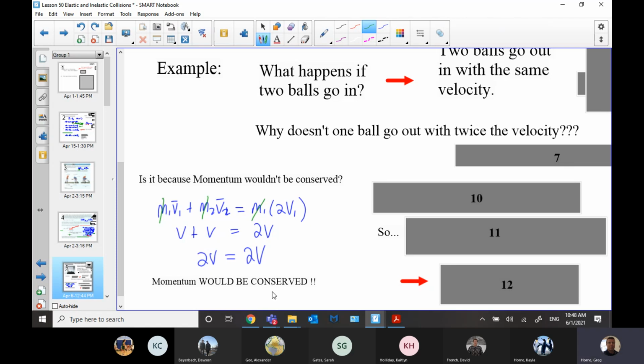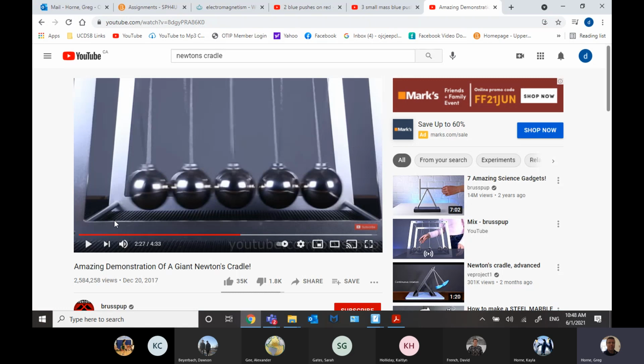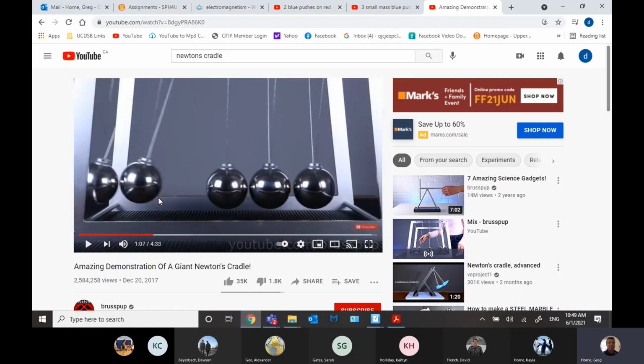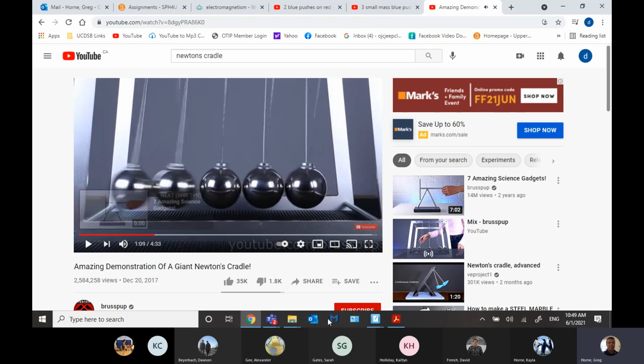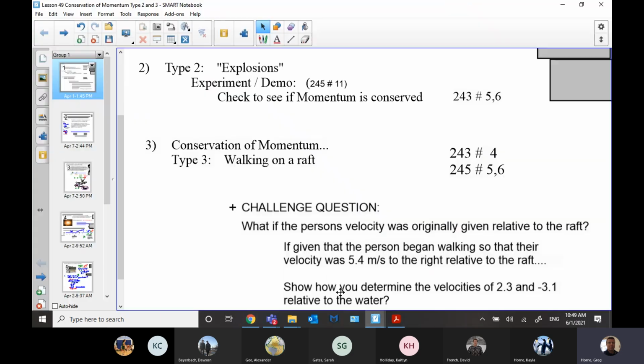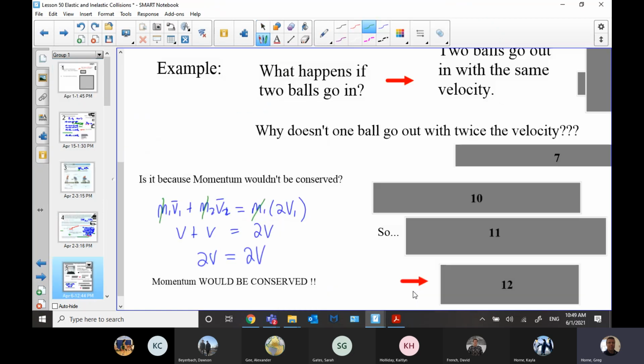So what we're saying is that the way this thing behaves, clearly 1 doesn't go out with twice the velocity; instead 2 keep going. 2 keep going. Not just 1 with double the velocity, and we can't say that's because of momentum. So what is it because of? If it's not because of momentum, what is it because of? Any ideas?